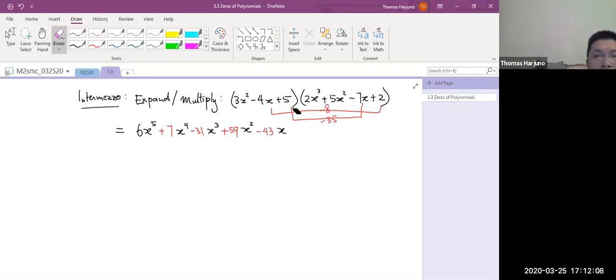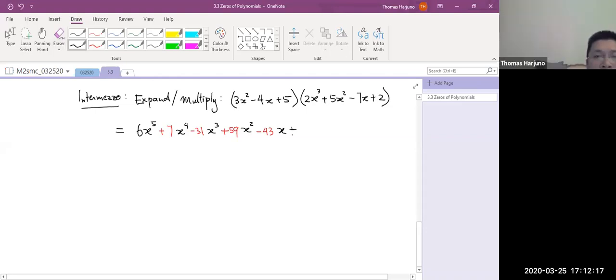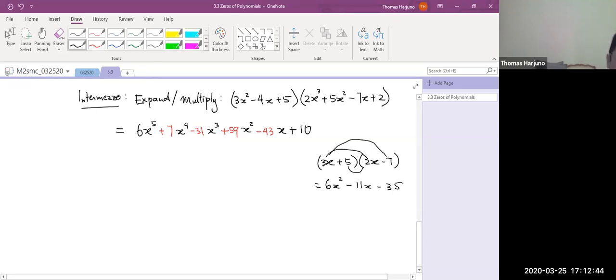Have you seen this technique before? First time? Yeah, but I hope you see this is actually the extension of the FOIL method I taught you earlier. Let's say I have 3x plus 5 times 2x minus 7. The first term must come from here, 6x squared. The middle term comes from negative 21 plus 10, that's negative 11x, minus 35. Instead of writing it in 4 terms and then combining like terms, you can just do it directly.